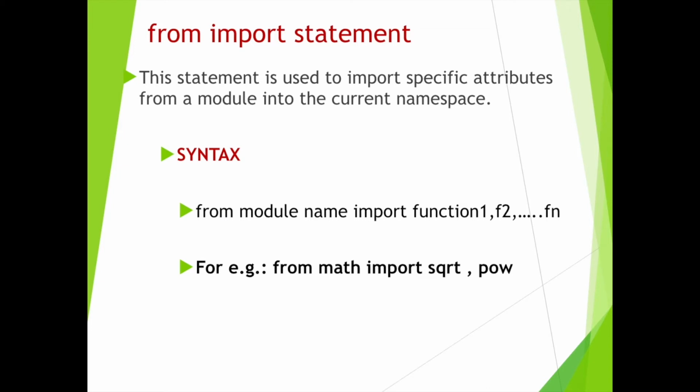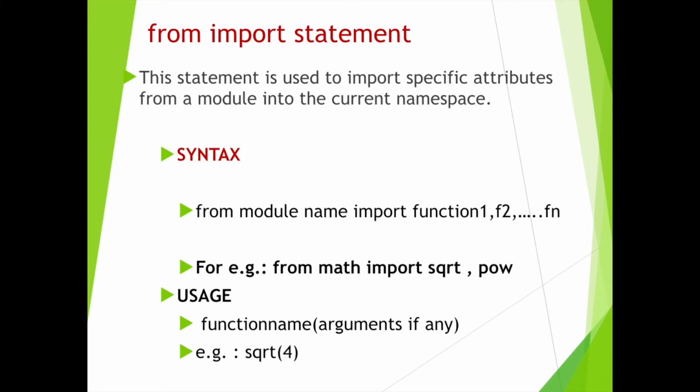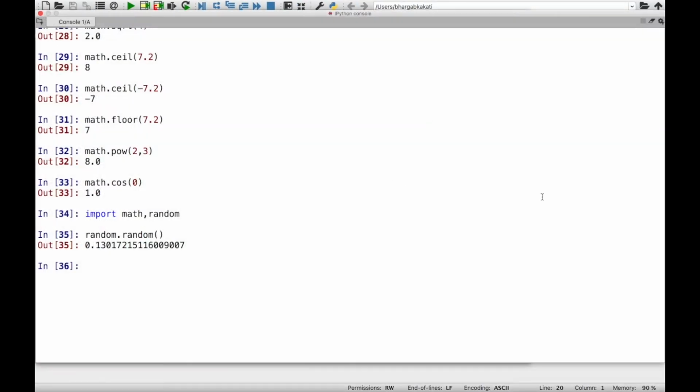Let's say you want to have only the two functions sqrt and pow, then you have to write the statement as from math import sqrt, pow. So how to use it? For using the functions with this particular import statement, you can directly use the function name. I repeat, you can directly use the function name. You need not attach the module name while calling the functions. So directly you can call the functions. For example, sqrt(4) will give you the answer as how much? 2. Let's try to use this from import statement.